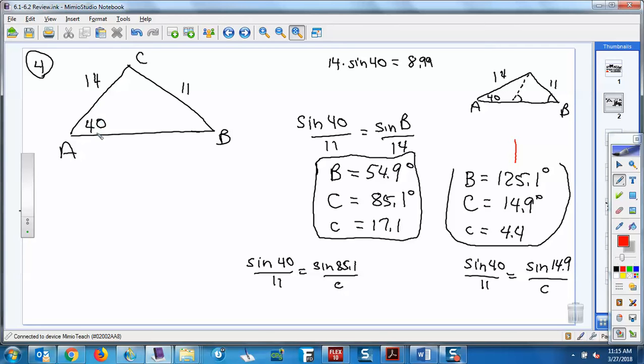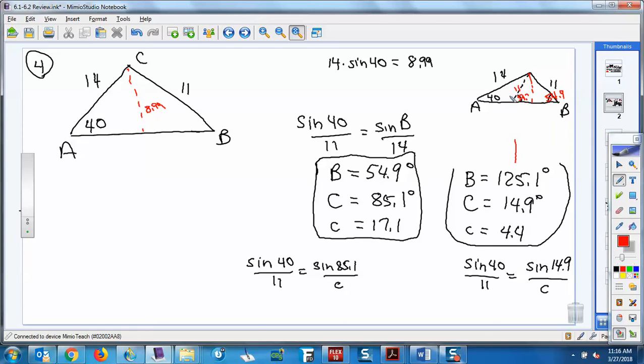We do B times sine A, B times sine A, right? This number times sine of this number, and that's 8.99. So that tells us that this would be 8.99. So that means if this is 8.99 straight down, we could have 11 going this way, or we could swing it around and we could have 11 going this way. Okay, so that could be 11 as well right there. All right, so when we do our law of sines to find our angle B, it comes out to be 54.9. Well, if that's 54.9 right there, that means this could be 54.9.